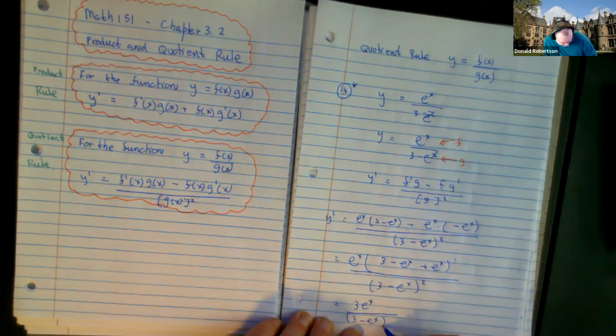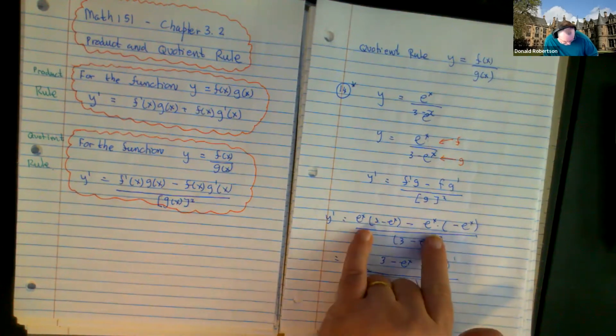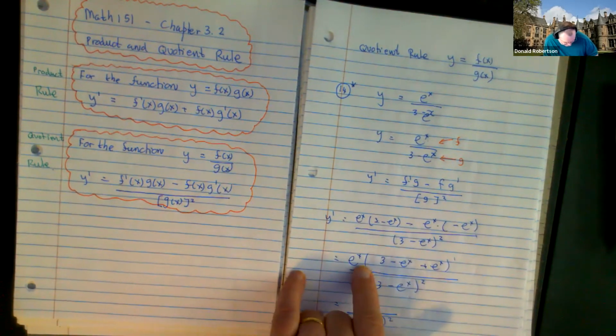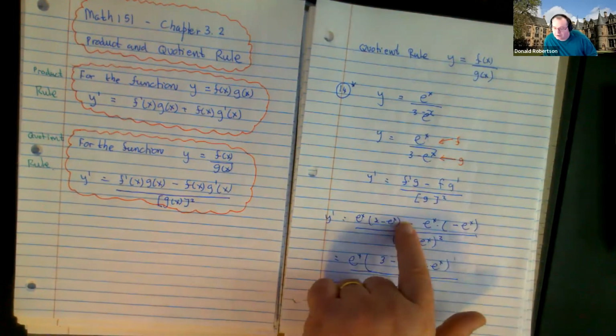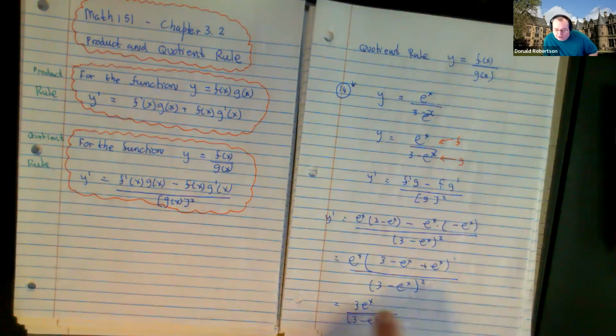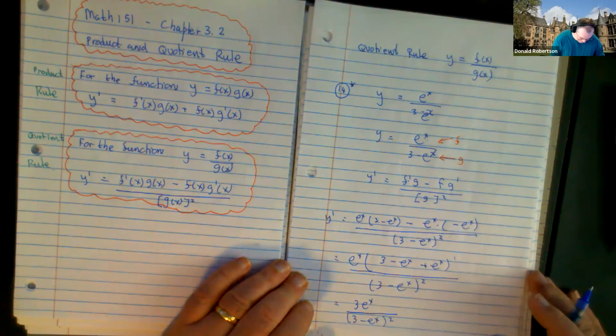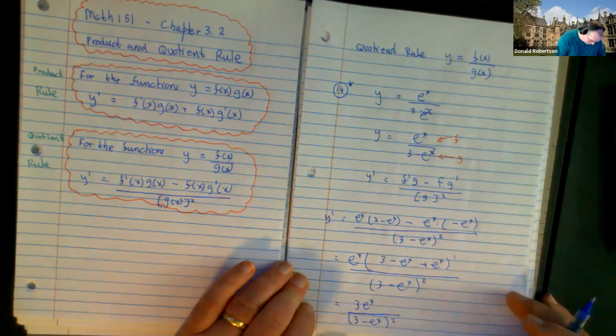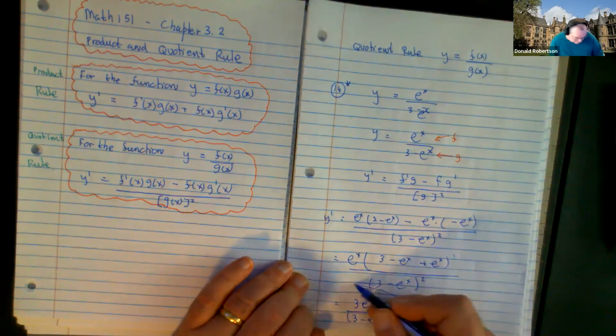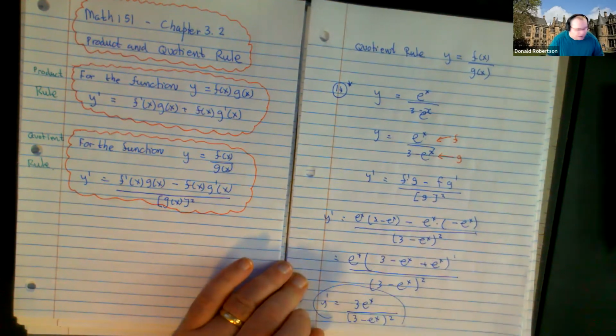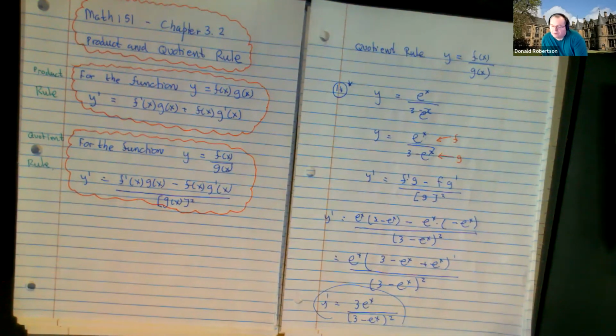Now, if you don't like the idea of pulling out e to the x as a common factor and removing the rest, couldn't you just distribute these and combine like terms? You'd still get 3 e to the x over that guy squared. And that's finished. Nothing else to do. Okay, any questions? Been going on for a while.